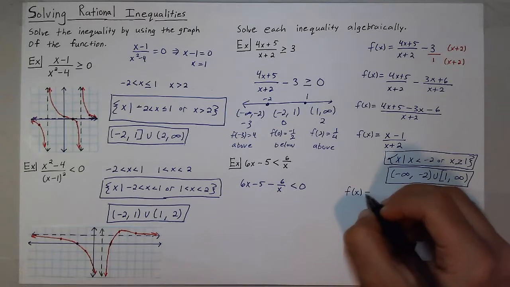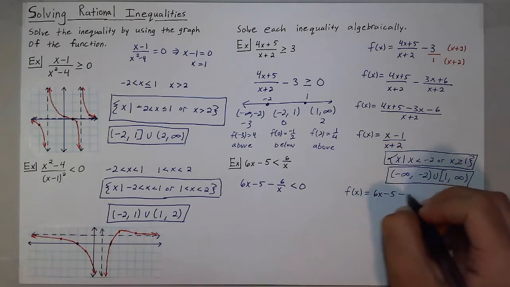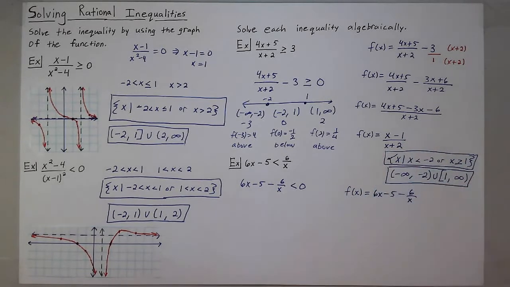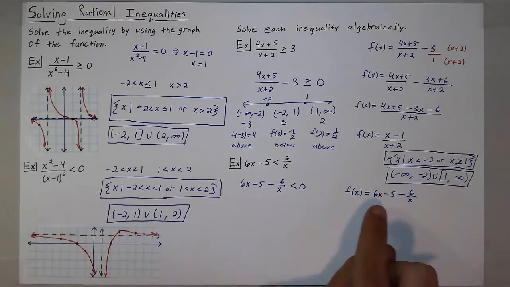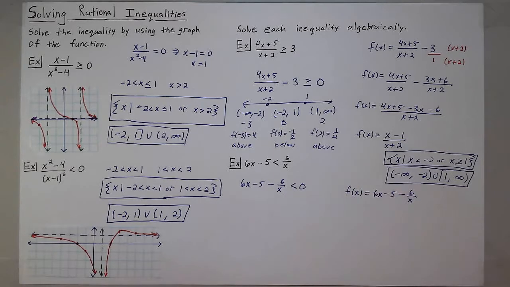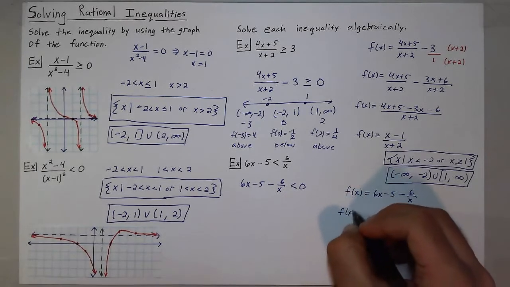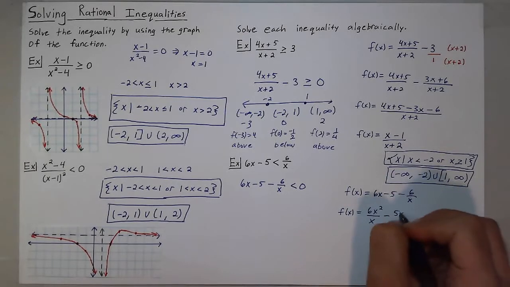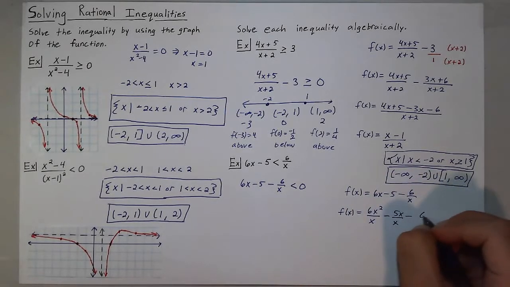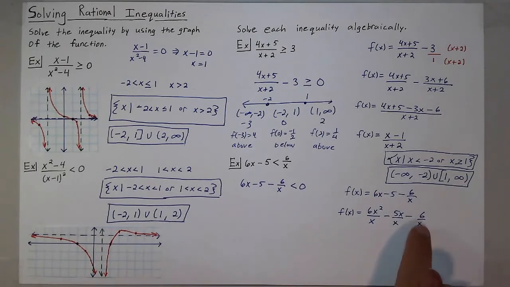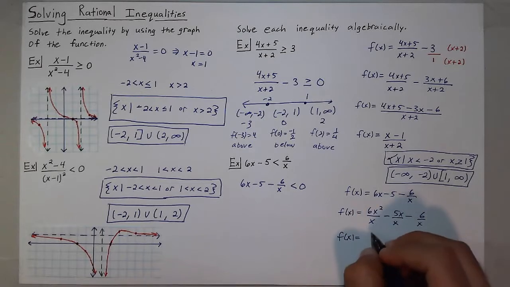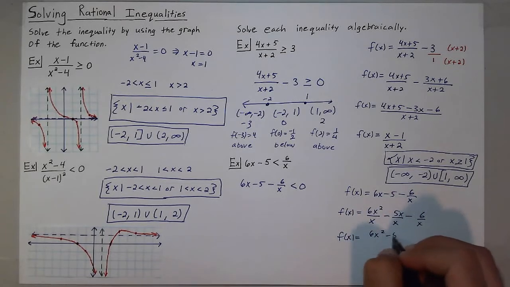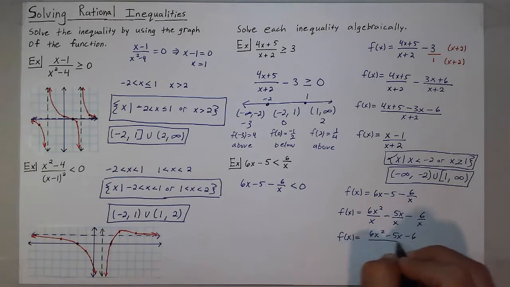So I'm looking at f of x is equal to 6x minus 5 minus 6 over x. And I'll start by finding a common denominator by multiplying these two terms by x over x, giving me 6x squared over x minus 5x over x minus 6 over x. And now that they all have a common denominator, f of x is equal to 6x squared minus 5x minus 6, all over x.